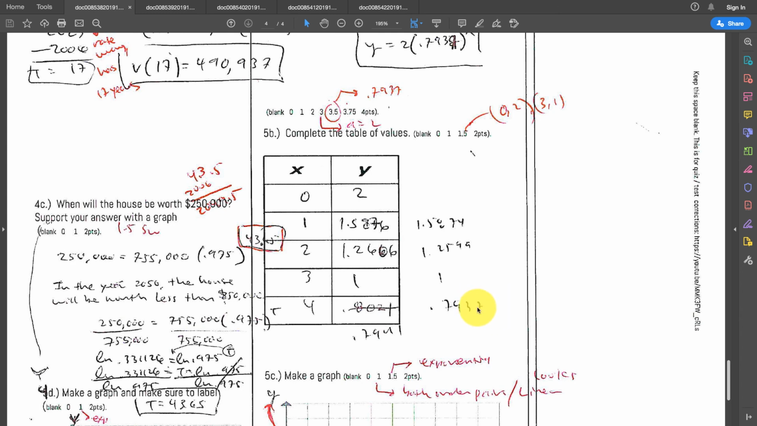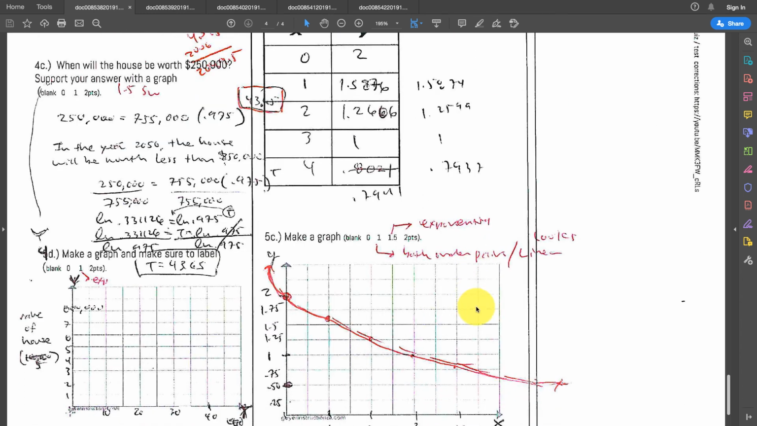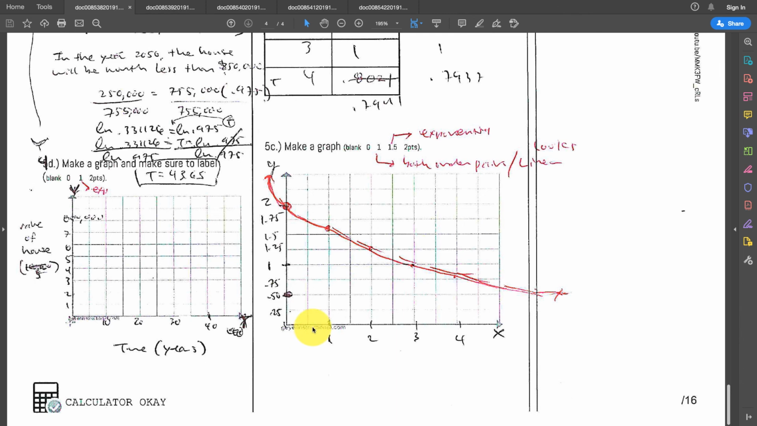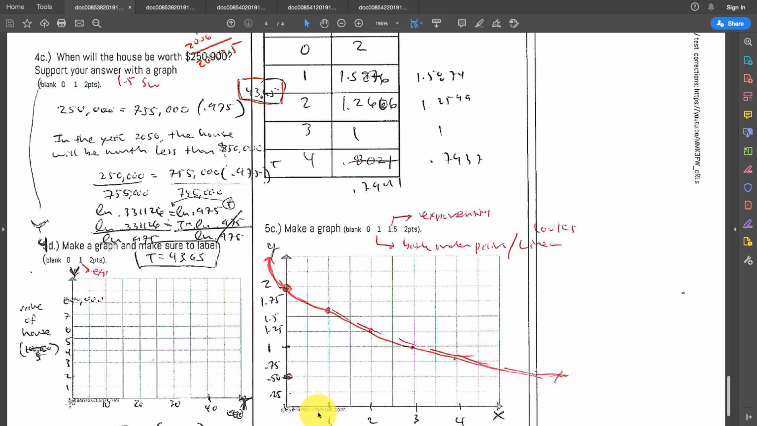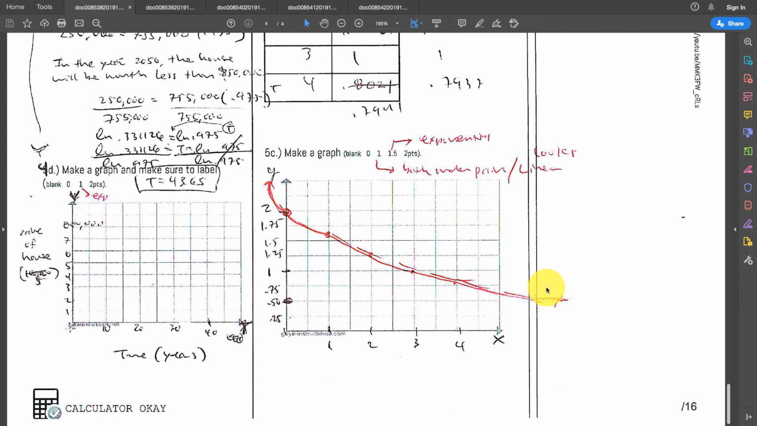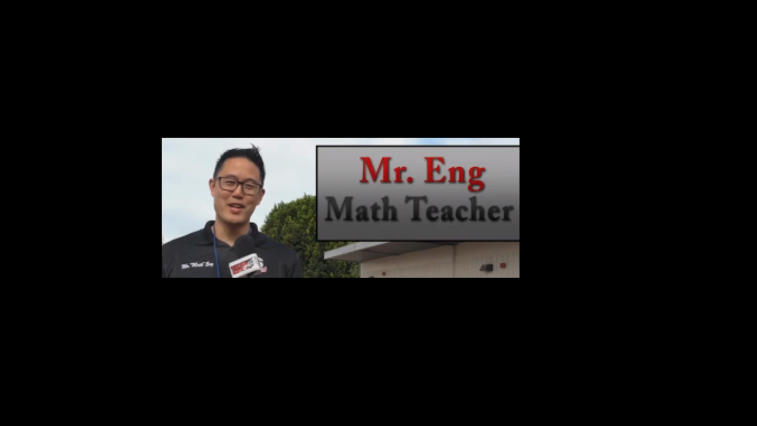And then if you graphed it, I used ones over here, and then each box is 0.25. If you made it exponential, I give you 1.5 points. If you just graphed the ordered pairs, (0, 2) and then (3, 1), or if it looks linear, then I give you 1 point. And that's how you do the rest of your problems.